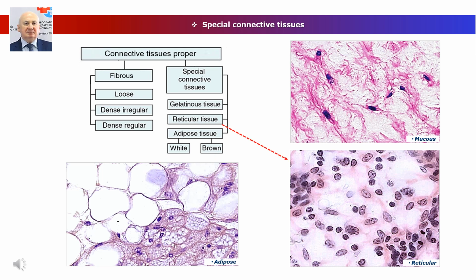Reticular tissue consists of stellate reticular cells, a network of thin argyrophilic fibrils. It provides a microenvironment for the development of hematopoietic cells within the bone marrow, lymph nodes, and spleen. Mucous or gelatinous connective tissue is found in humans only during the intrauterine period and is the main tissue component of the fetal umbilical cord.